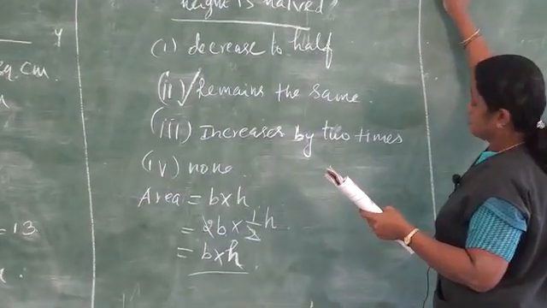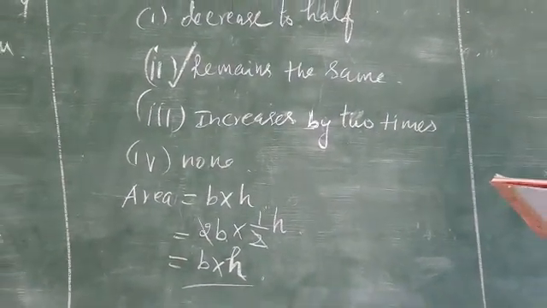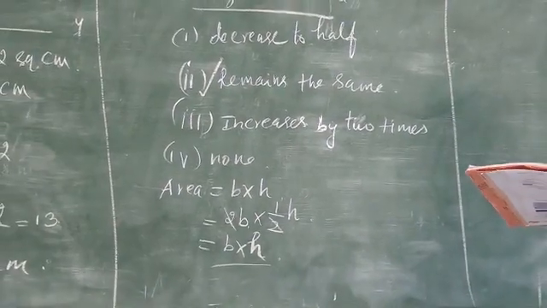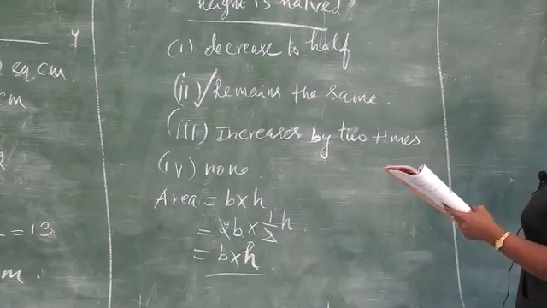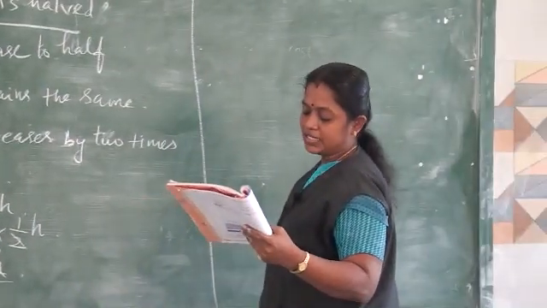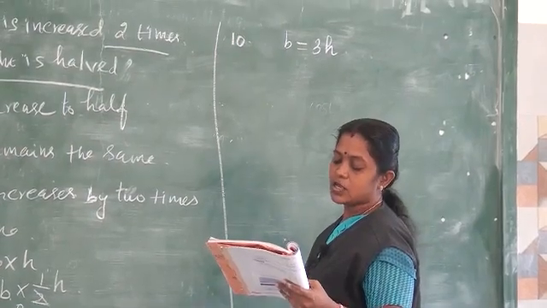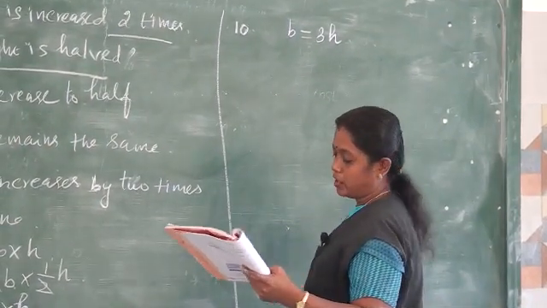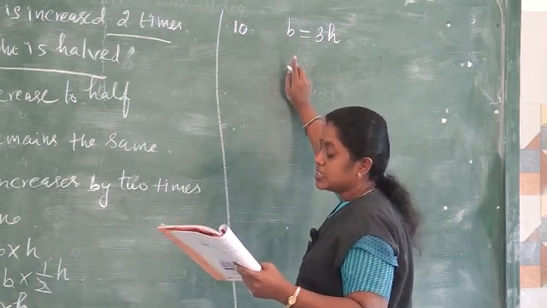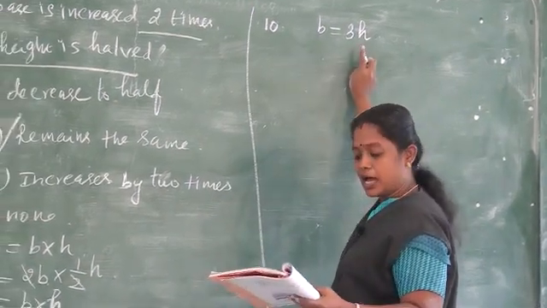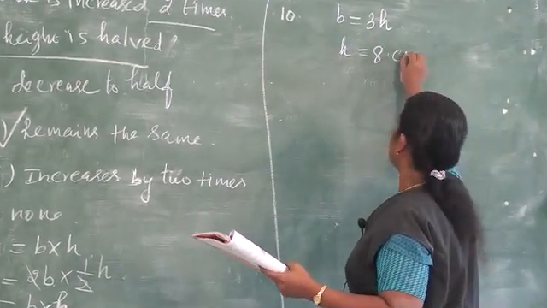Now come to the 10th one. In a parallelogram, the base is 3 times its height. That means B equal to 3 into H. If the height is 8 centimeter, then they are asking us to find the area of the parallelogram. But 2 clues are given to us. First clue is base is 3 times the height, and the second clue is height equal to 8 centimeter.